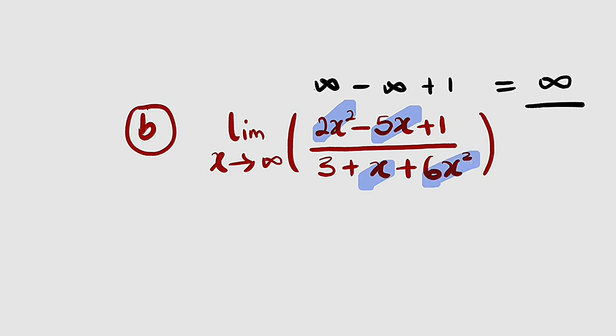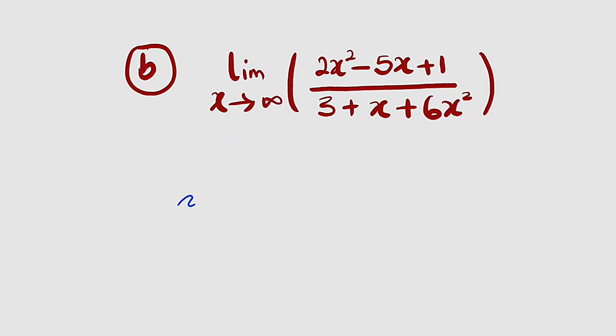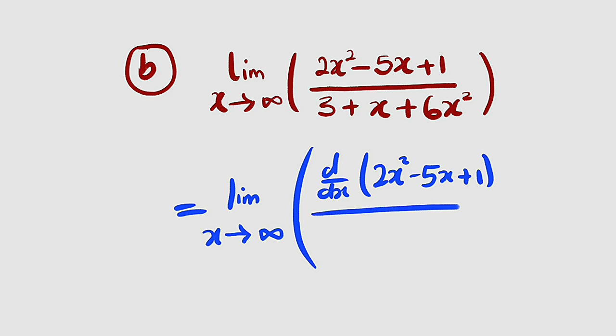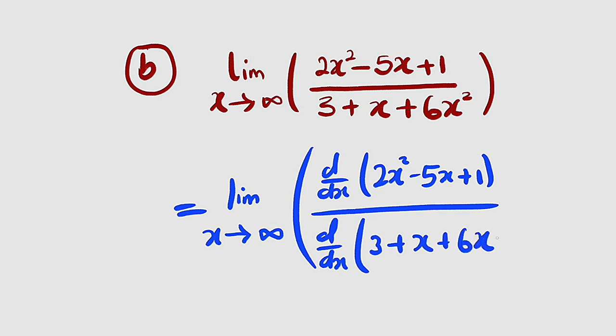We divide it by, you do the same thing here. This will be infinity, this will be infinity. Plus 3 is still infinity. So we have infinity over infinity, which is indeterminate form. So instead, we are going to differentiate the top and the bottom separately. So this is the same thing as the limit of x approaches infinity of d over dx of 2x squared minus 5x plus 1 divided by d over dx of 3 plus x plus 6x squared.